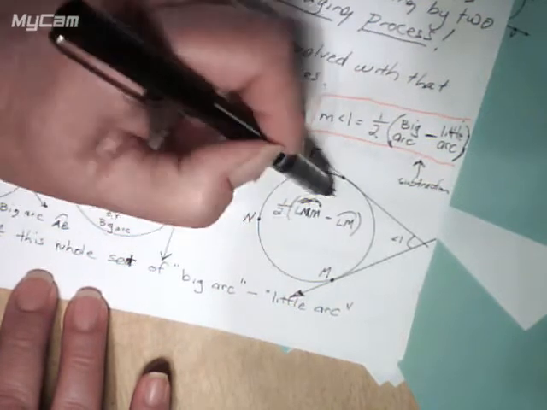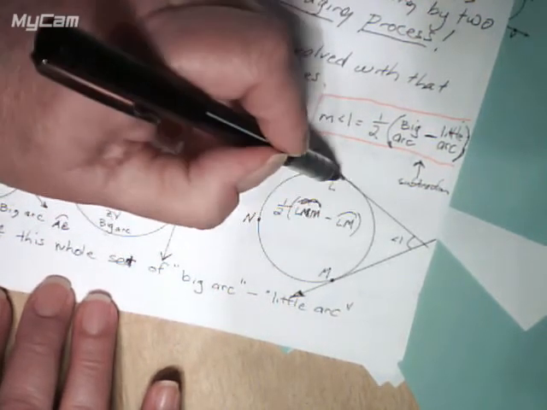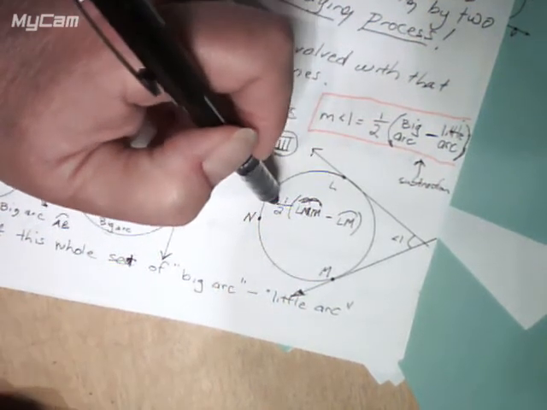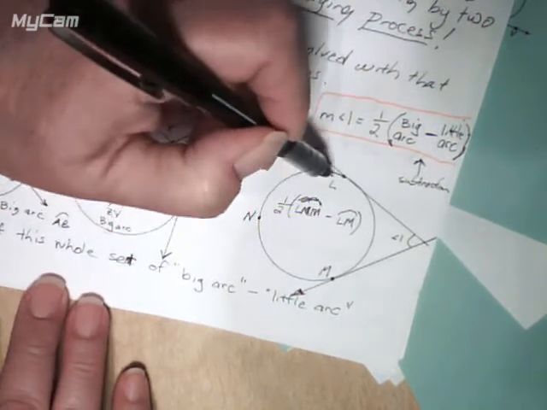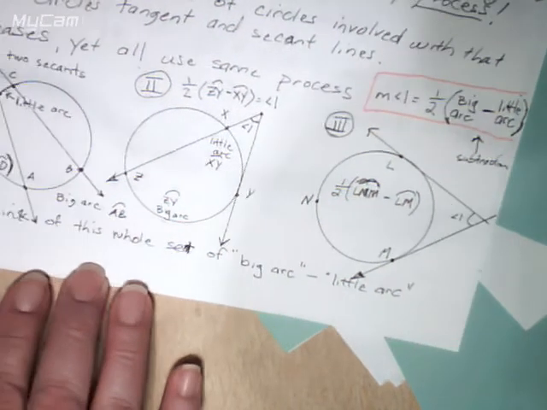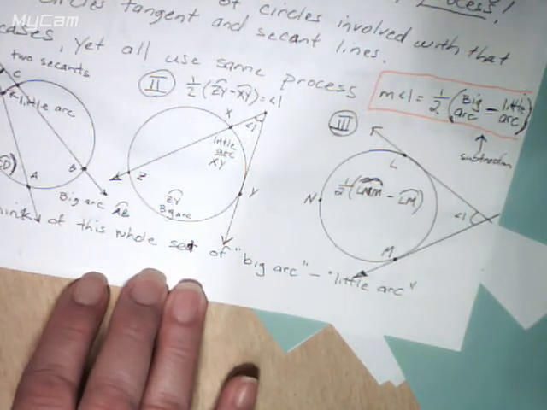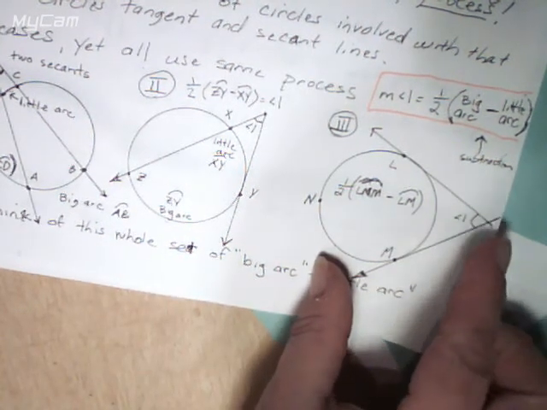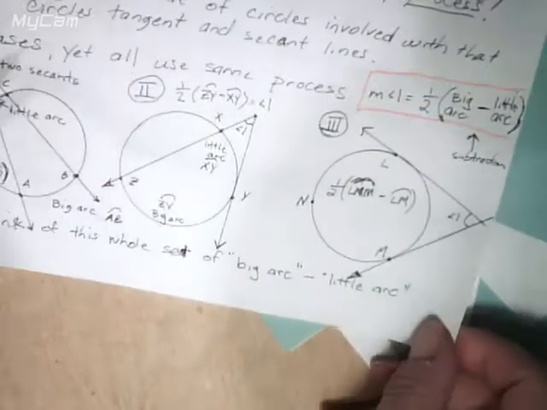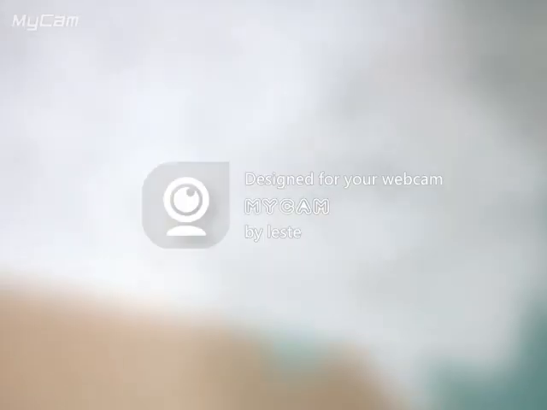Now this one creates an interesting situation because these two arcs together go all the way around the circle. So there are some problems that you might think are a little more difficult, but we use this all the way around the circle type of idea. Like it says here, I think of this whole set of problems as big arc minus little arc, but you've got to remember the 1/2. All right, so I'm going to stop that video there.